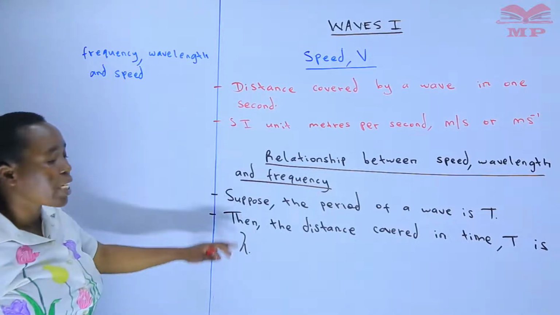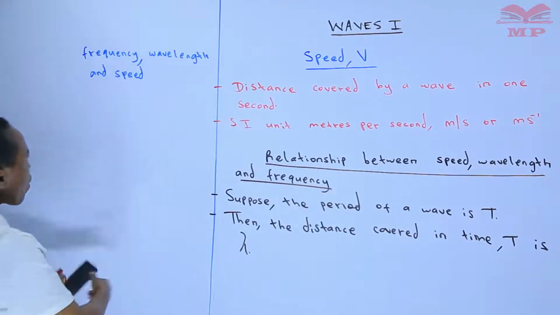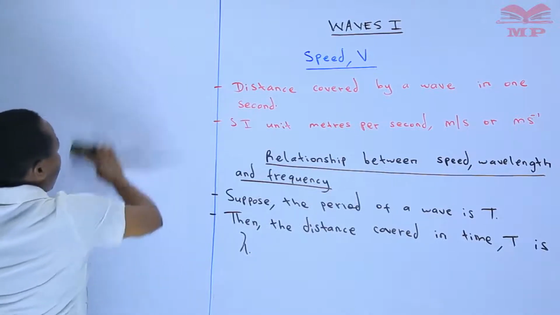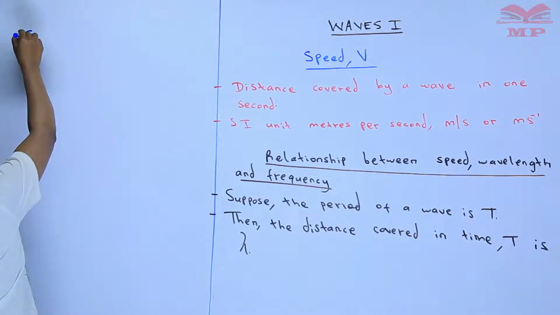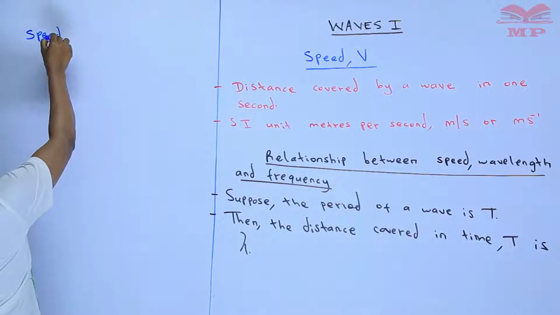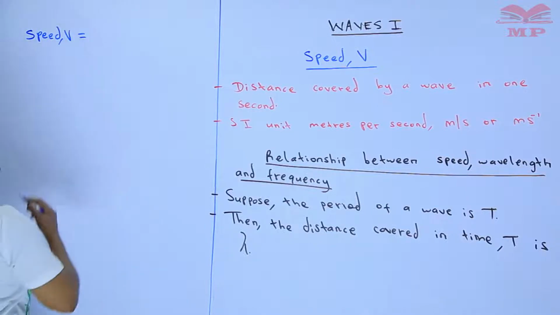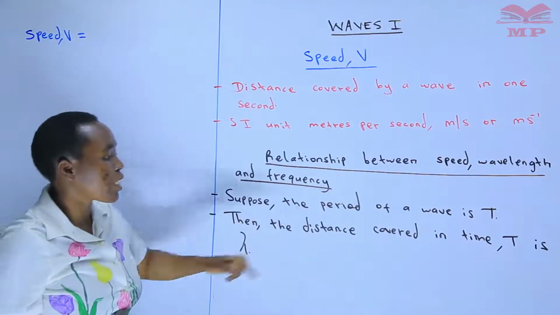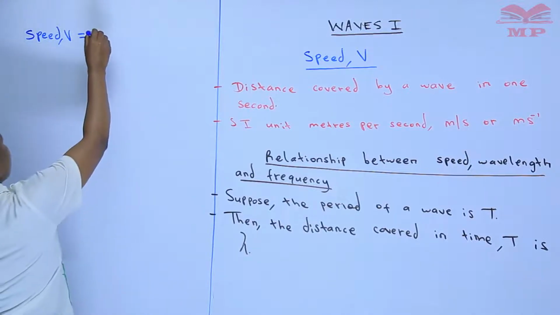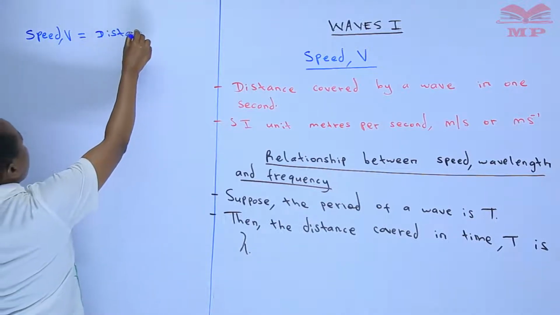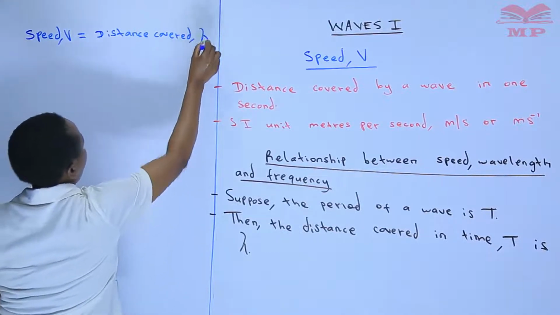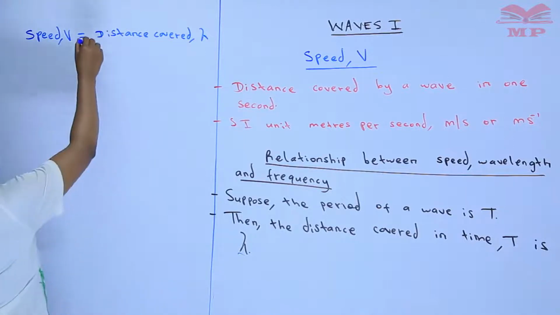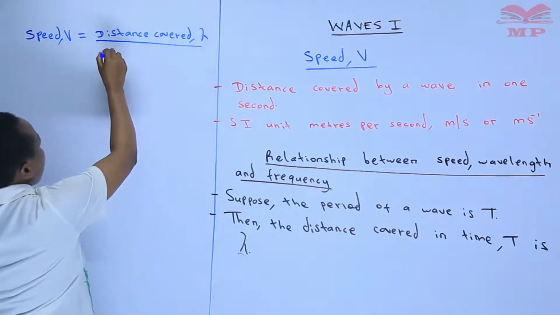So we want now to relate and see. And therefore from this, we can say that the speed of that wave, from that information, the speed v will be equal to the distance covered, and the distance covered in our case is lambda, all over the time taken.